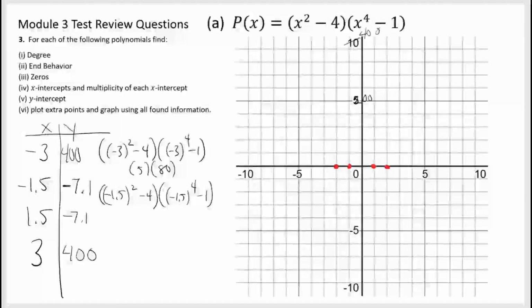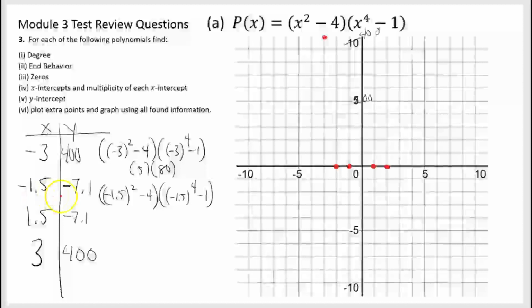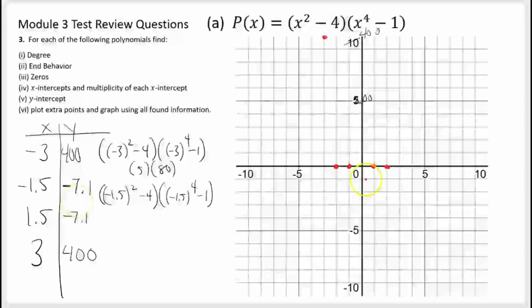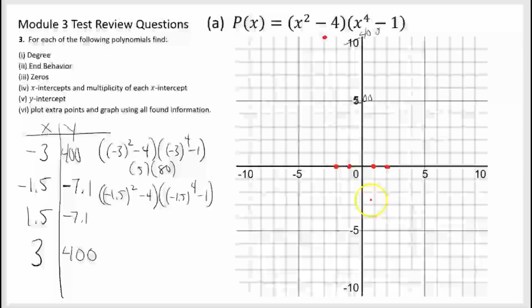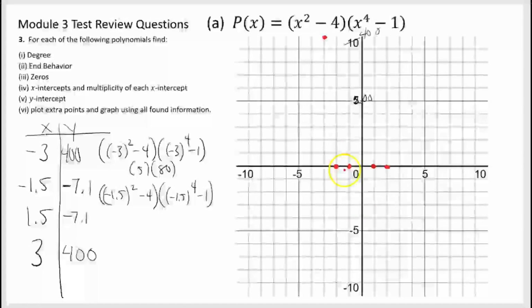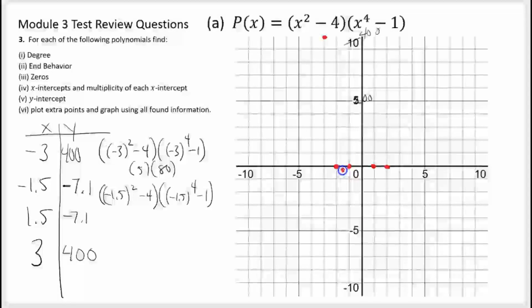All right, so at -3, I got 400. So here was -3, 400 was right there. At negative 1.5, I got negative 7.1. Now, since this is negative 200, then halfway is negative 100. Negative 7 is going to be teeny tiny. It's going to look like it's sitting right on top of the axis, but I'm going to make it a little bit lower.